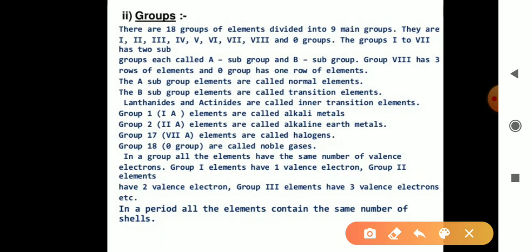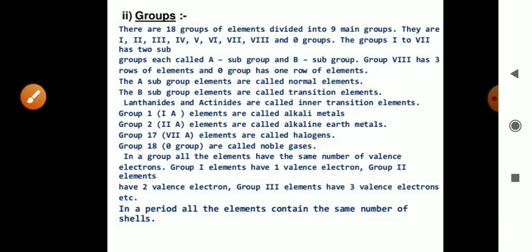Okay, then next topic. In a group, all the elements have the same number of valence electrons. We studied already. Group 1 elements have 1 valence electron, group 2 elements have 2 valence electrons, group 3 elements have 3 valence electrons, etc. So in one group, all elements have the same number of valence electrons. What is a valence electron? The electrons present in the outermost shell are called valence electrons.